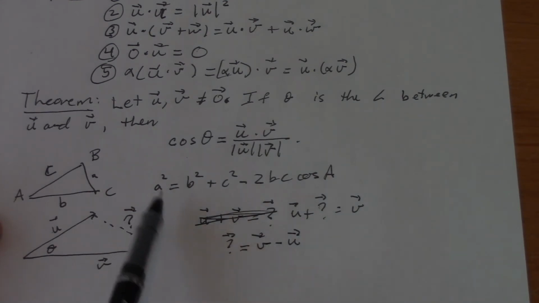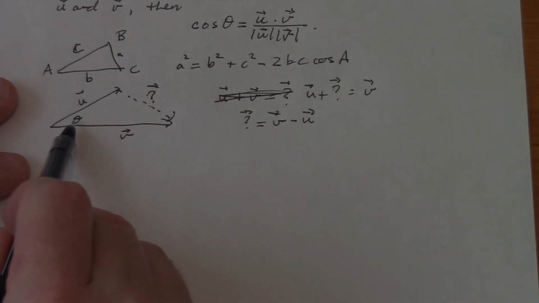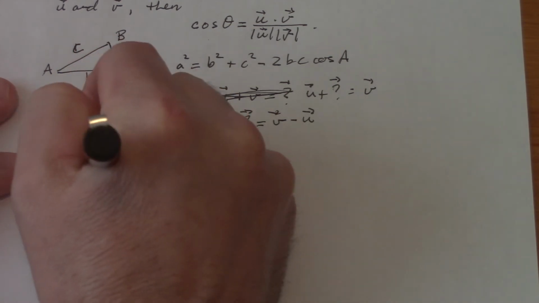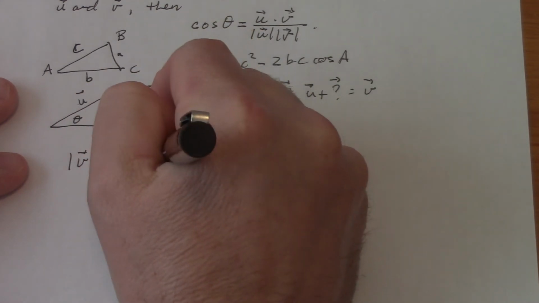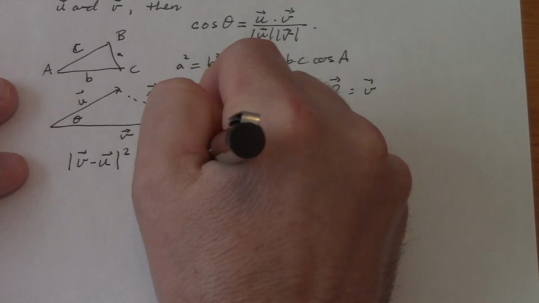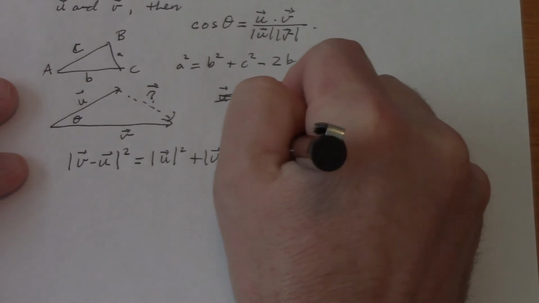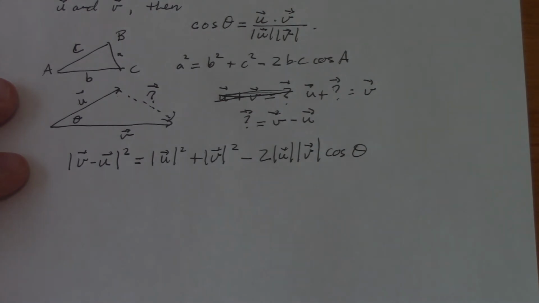Now, to use the law of cosines, we can't just use vectors, we have to use magnitudes. They have to be scalars and distances. So, here's how we'll do it with this picture. We're going to use this angle theta as our angle. So, we've got the magnitude of V minus U squared equals the magnitude of U squared plus the magnitude of V squared minus 2 times the magnitude of U times the magnitude of V times cosine of theta. Alright, so that's just an easy first step application of the law of cosines.